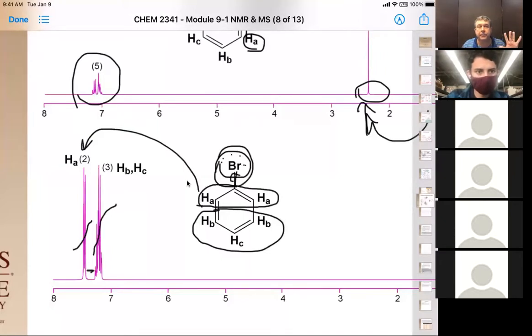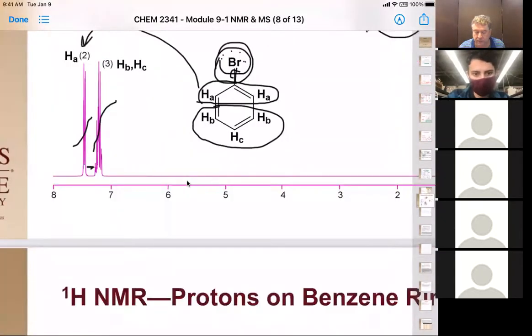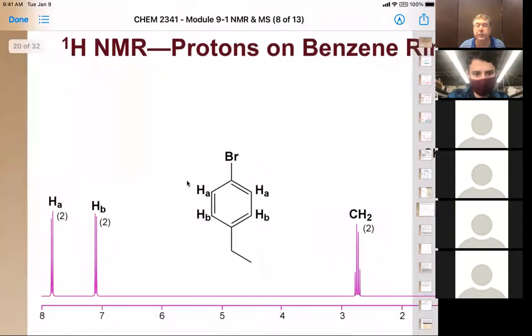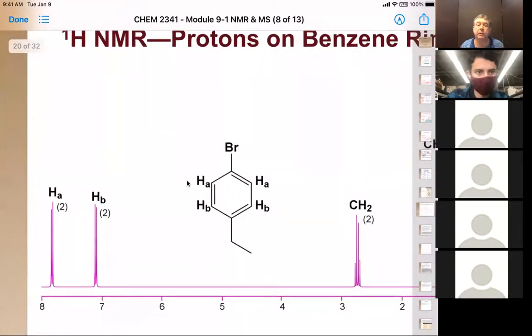What if we disubstitute our benzene? When we disubstitute our benzenes, we have 3 unique patterns we want to look for. But I'm going to show you this one first and show you why we have different patterns. On this side we have an electron withdrawing group, just like we saw before. It shifts the hydrogens closest to it further downfield, and the other ones are less shifted here.